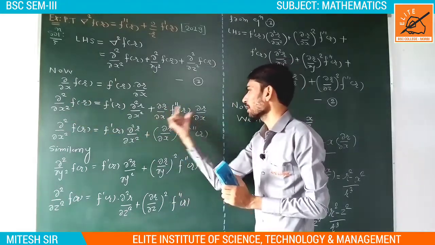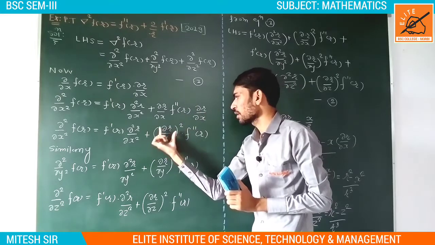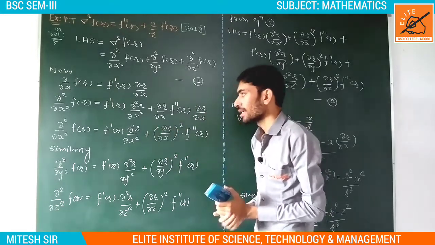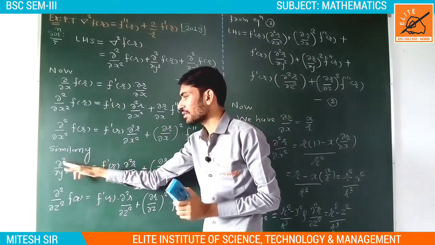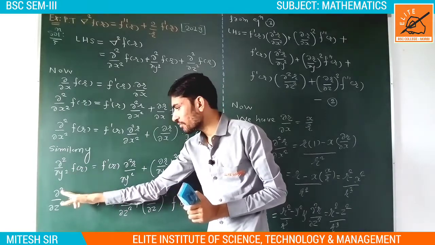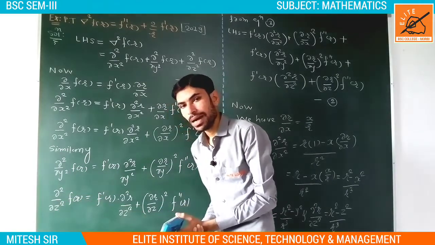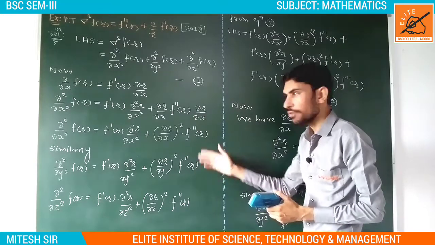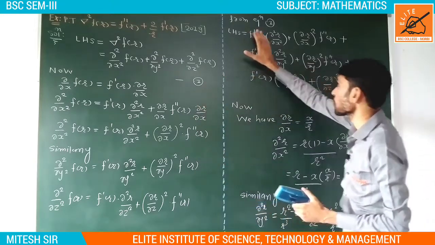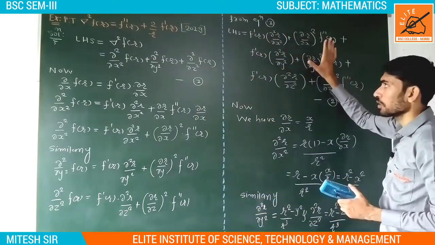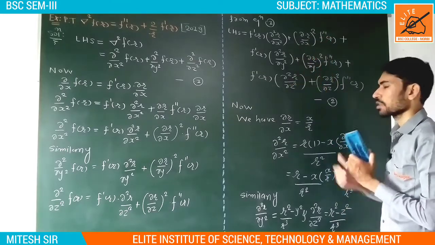So here del r upon del x into del r upon del x, write in the form del r upon del x whole square. Similarly we write value for del square upon del y square f of r and del square upon del z square f of r. Now substitute these three values in equation 1. So here we write as from equation 1. Here we just substitute the value. એને આપણે કીધું equation number 2.